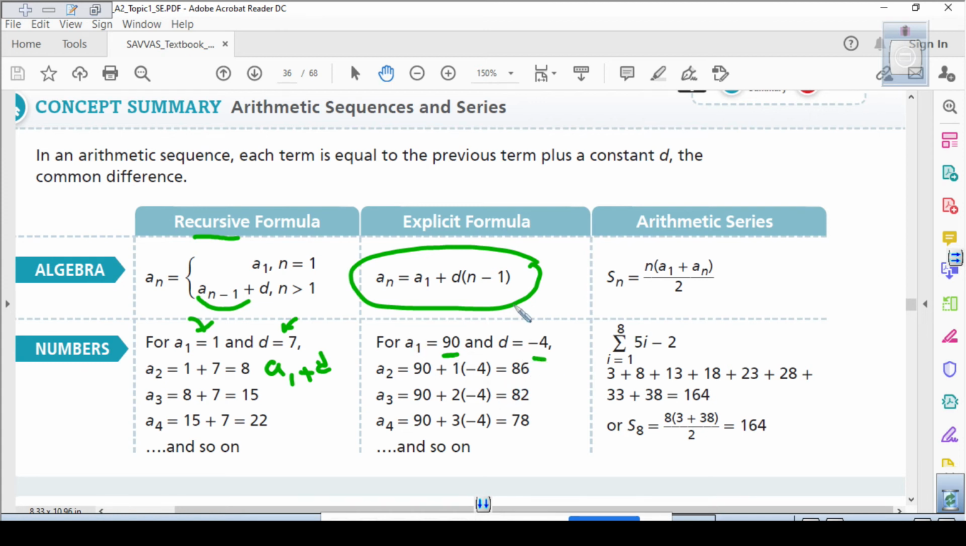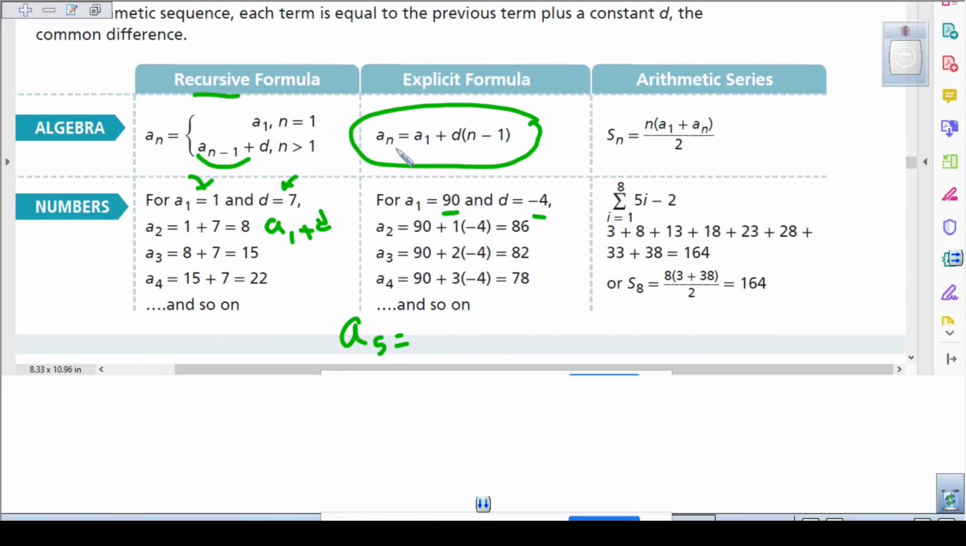Can you find out the second? Can you find out the fifth? Sure you can. You don't have to go one by one because you could just follow this formula. So let's say, for example, what could a sub 5 be? Follow along with me here. I'm going to use this. What's a sub 1 in this one here? What's given to you?